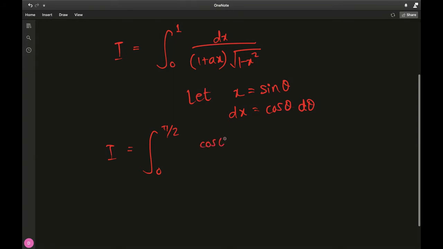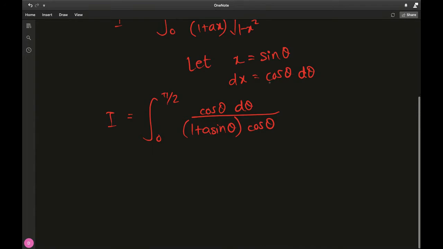dx is cosine theta d theta over 1 plus a times sine theta, and then the square root of 1 minus sine squared theta is cosine theta. And that's exactly why we use this substitution, because notice how the cosine thetas will cancel out, just giving us the integral from 0 to pi over 2 of d theta over 1 plus a times sine theta.